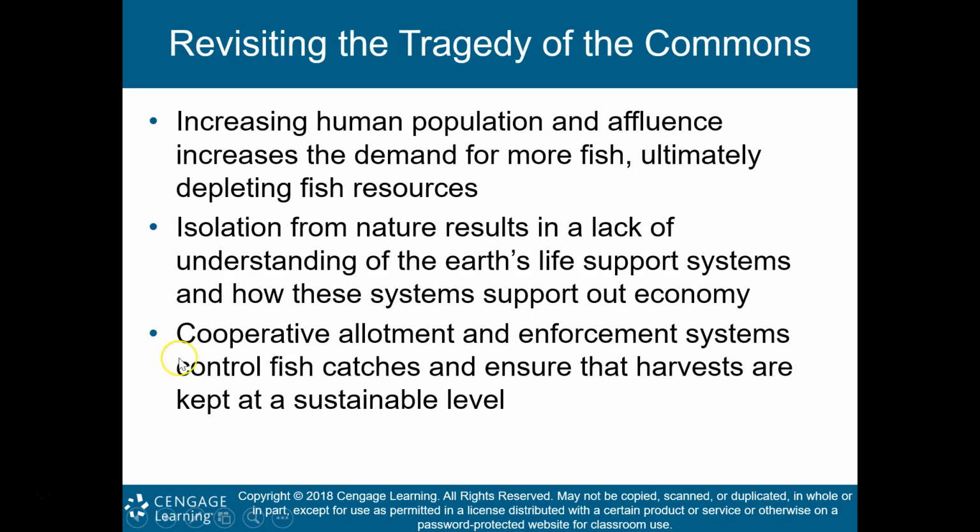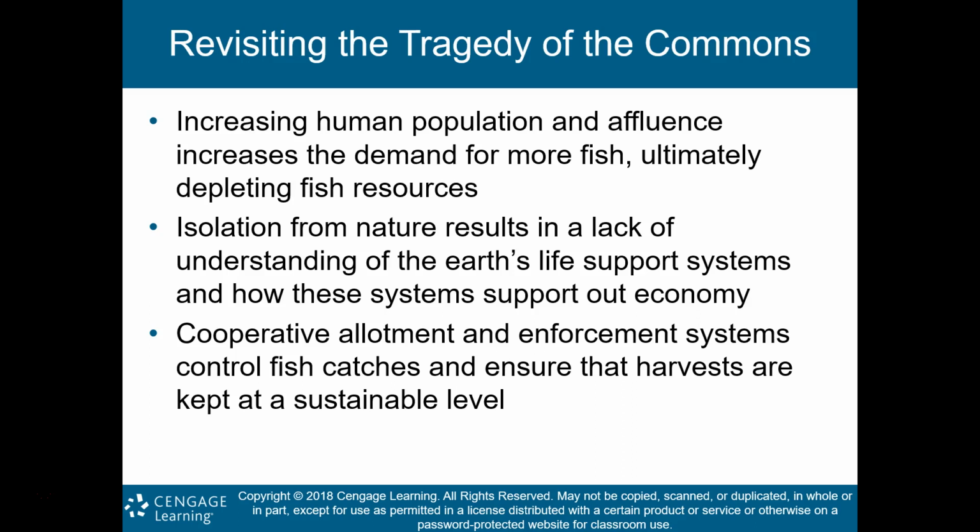One way that we could deal with problems of tragedy of the commons is to use a shared or open access renewable resource at a rate well below its estimated sustainable yield. All right, this is called cooperative allotment.